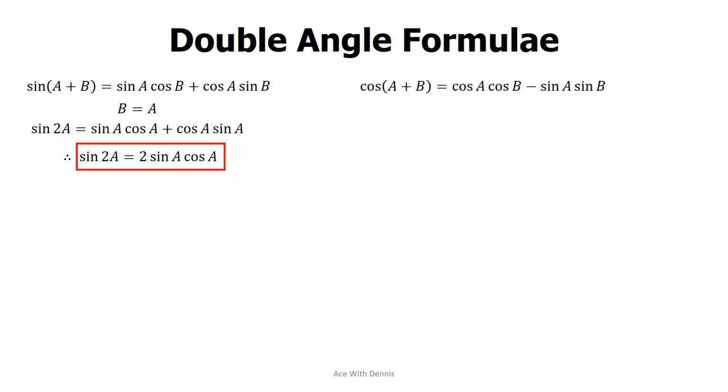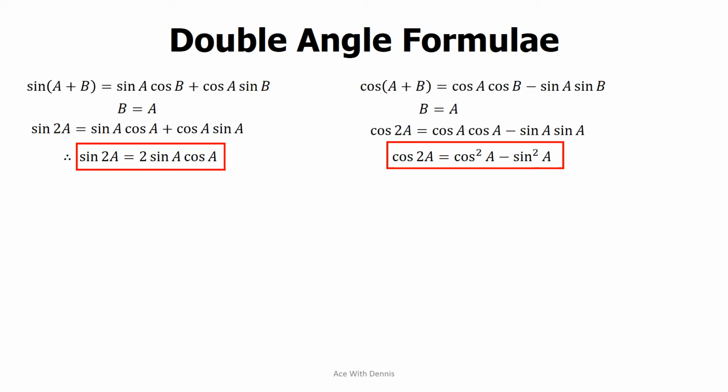Okay, now we move on. Cosine A plus B, we know that it equals cosine A cosine B minus sine A sine B. So we substitute B equals A. Then the formula becomes cosine 2A equals cosine A cosine A minus sine A sine A, which is cosine square A minus sine square A. This is the second formula under the double angle formula.